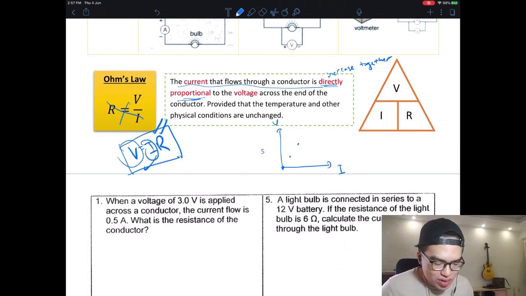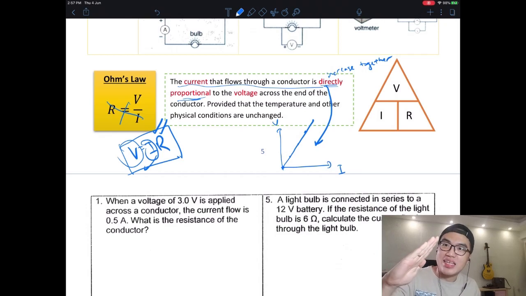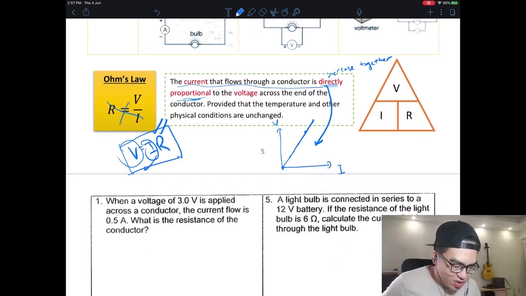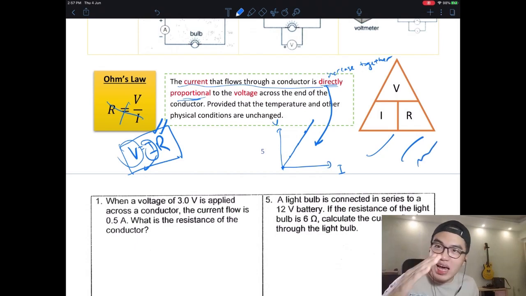And so on. This graph looks like this. This is the meaning of directly proportional. Increase like that, not like this, or like this, or whatever. If it's a straight line, we call it directly proportional. It means they increase together. So that's the meaning of Ohm's law. You only need to memorize this. So that's pretty much it for this chapter.